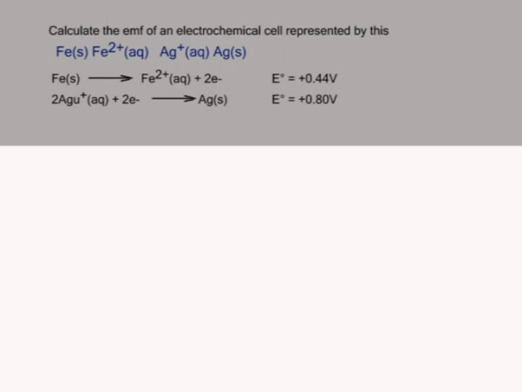Now you realize that we need to balance the electrons that are lost because they are the same number of electrons that are supposed to be gained. So we multiply the silver equation by 2. So we have 2 silver ions plus 2 electrons to give us 2 silver metal. But the electrode potential remains the same, and then we shall add the two and we shall get iron plus 2 silver ions to give us iron 2 ions plus silver metal with an electrode potential of 1.24 volts. 1.24 volts is the electromotive force for that iron silver cell.